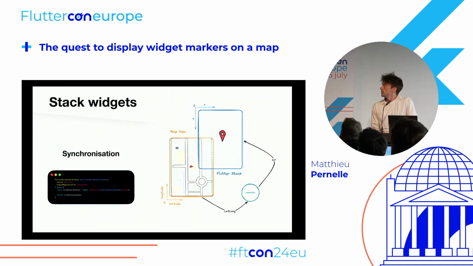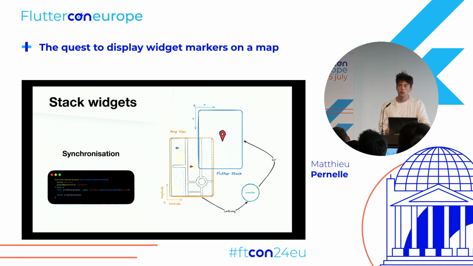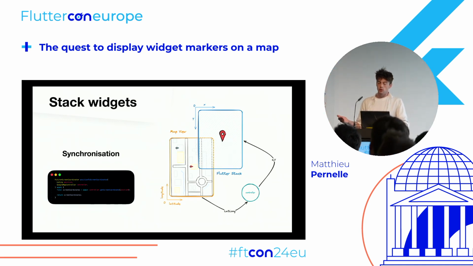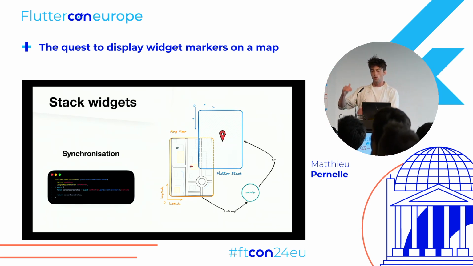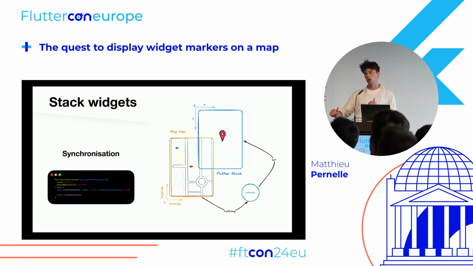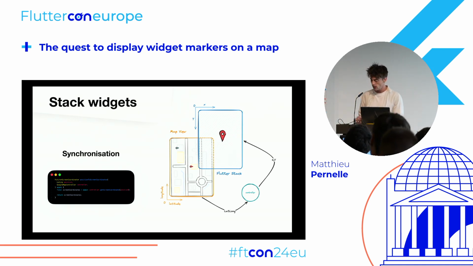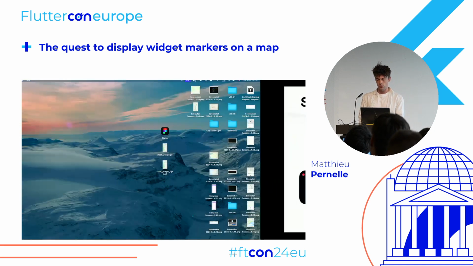But I have an idea to solve this problem. Each map SDK exposes a controller, and on this controller there is a method getScreenCoordinate, which takes a lat long as an argument and gives us back screen coordinates in X and Y. So with a Stack, I can place the map engine and place Flutter widgets on this Stack and use the controller to synchronize all the positions. Let's look at the result.